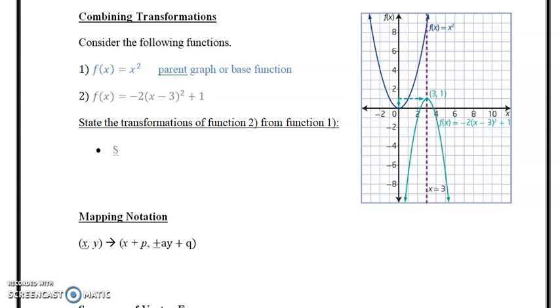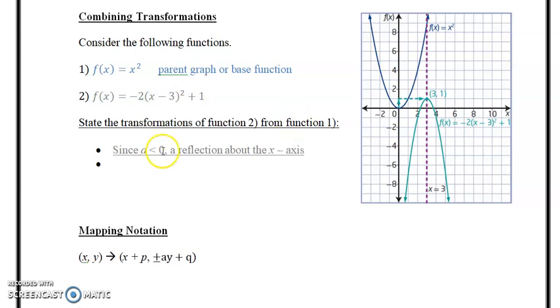So since A is less than 0, that means a reflection over the x-axis, or about the x-axis. I've seen it both ways. So that means that this here, it opens upward, now it opens downward. So anytime you have a negative at the very beginning on your A value, this indicates that it's a reflection about the x-axis. So the A value is less than 0.